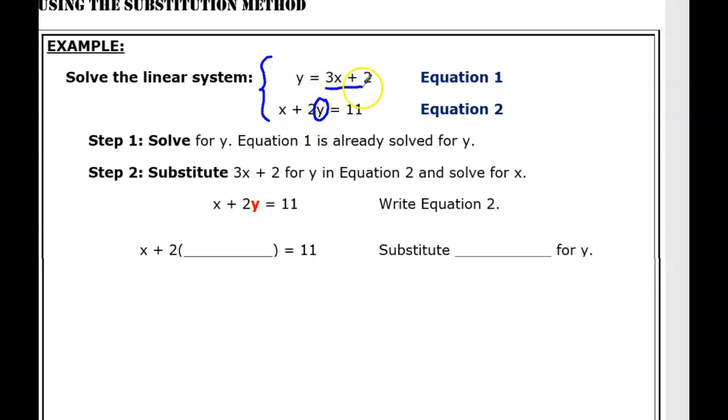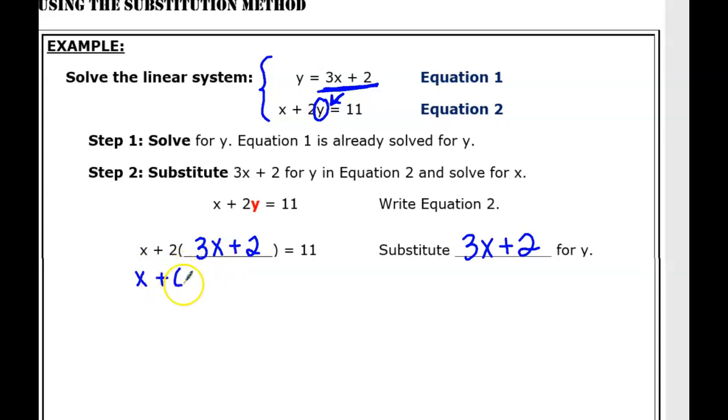We're going to take this expression, 3x plus 2, and substitute it in for that y. So right here we've got x plus 2 times, instead of y, we're going to put 3x plus 2. And then we have the equals 11. That's a critical step right there. Now we only have one variable. We can go back to what we've learned in the first quarter, how to solve for x. So again, it doesn't go away.